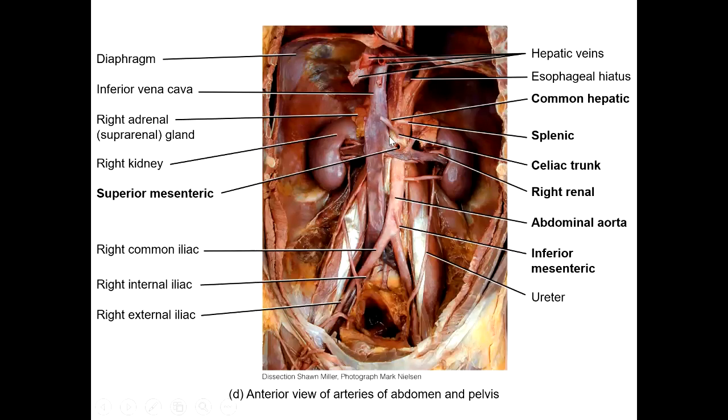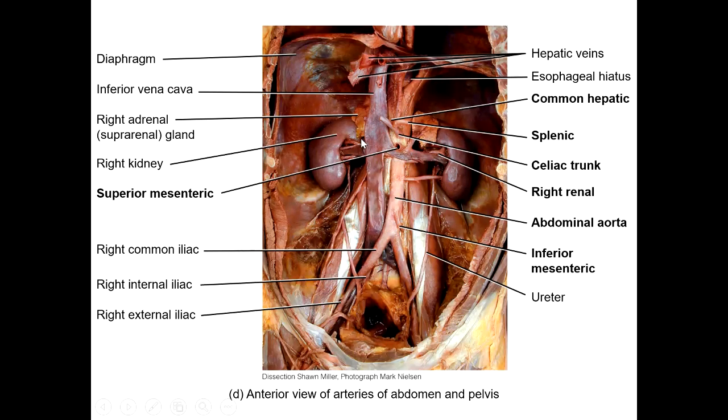So here, this is a cadaveric dissection showing you the celiac trunk from the abdominal aorta, which branches to form the common hepatic, which would feed your liver, and the splenic, and that branches down. And of course, we have the superior mesenteric feeding some of those intestines, and then the lower intestines fed through the inferior mesenteric.